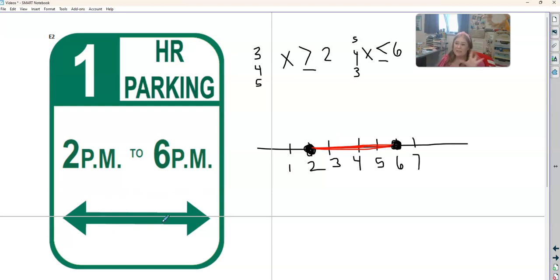These arrows they have on the parking signs are really not correct. This looks like you can park there before 2 and after 6 if you're really thinking about it. That's not what that means. These arrows on parking signs are just kind of there as a picture. They're not actually helpful. So if I write this as an inequality, x is less than or equal to 6, and then I flip this one around so it's open to the x. So x is after 2 or before 6, including 2 and 6.